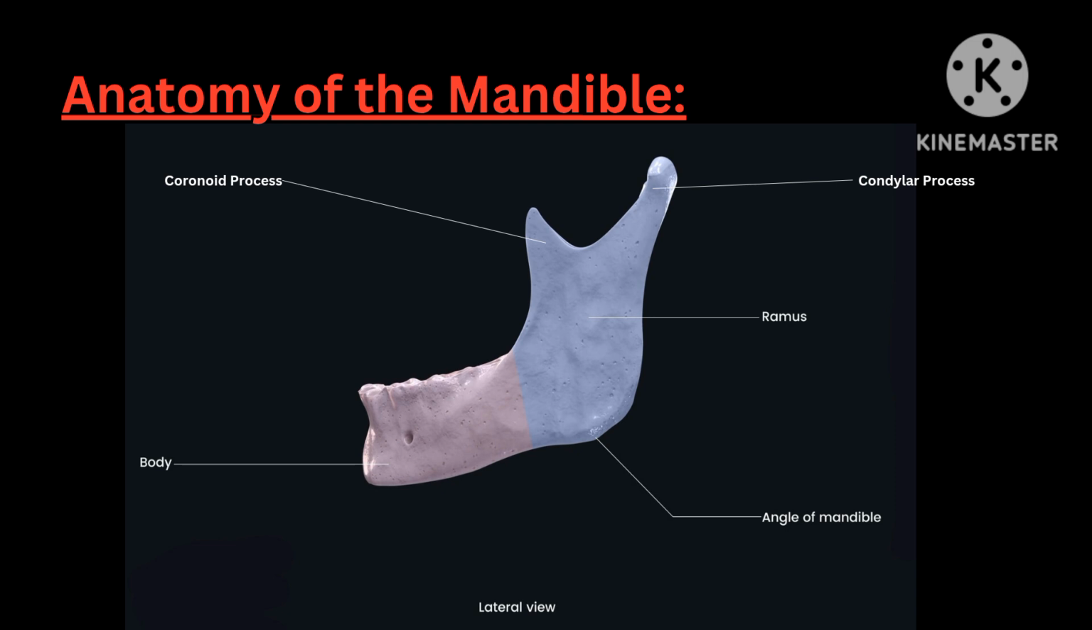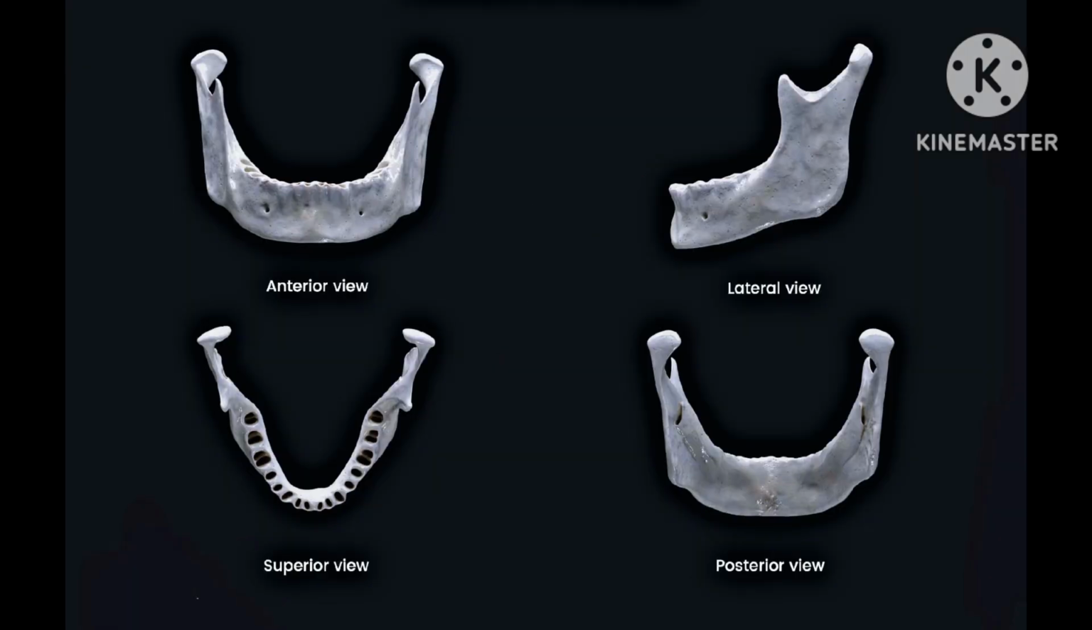Anatomy of the mandible. The mandible consists of the body, which is the horizontal, curved portion. Rami, singular ramus, are two vertical extensions from the body. Processes include the condylar process, which articulates with the temporal bone, and the coronoid process, an attachment site for muscles. Here is the anterior, posterior, medial and lateral view.